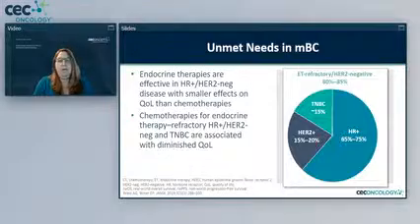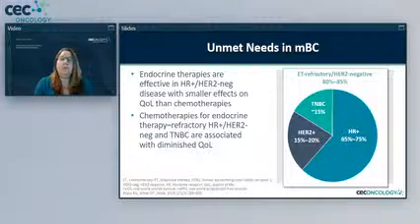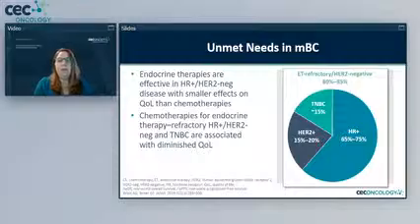As we know, endocrine therapies are effective when we have hormone receptor positive and HER2 negative disease, and the endocrine therapies have a smaller effect on quality of life than what chemotherapies do. When we give patients chemotherapies for endocrine therapy refractory hormone receptor positive and HER2 negative and triple negative breast cancer, we have seen that it is really associated with a diminished quality of life for our patients, which is why side effect management is so important in this patient population.